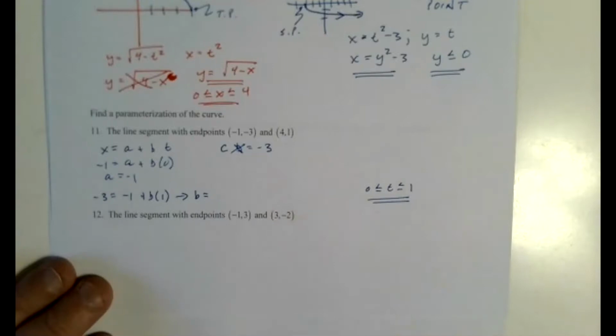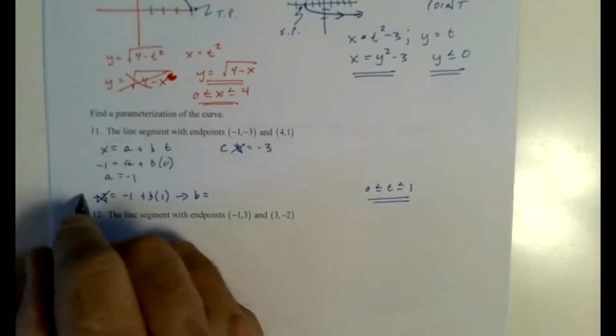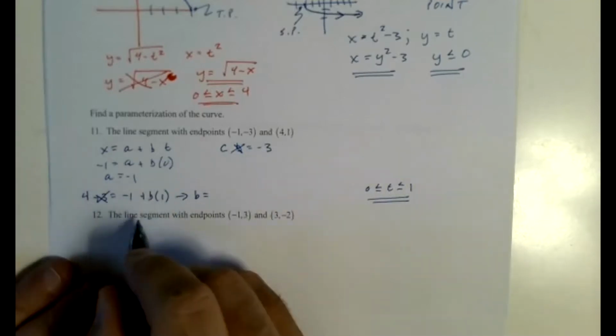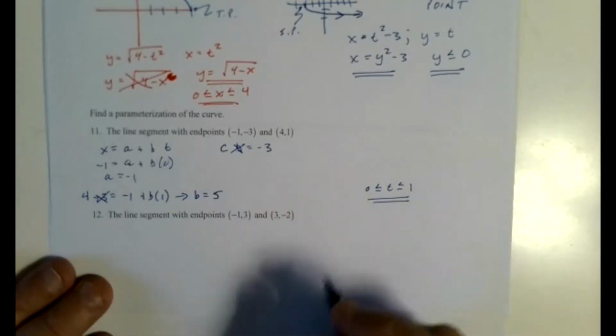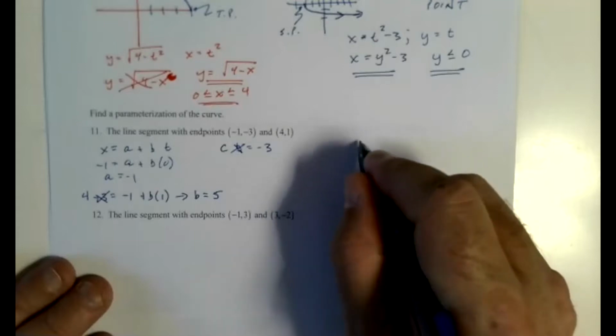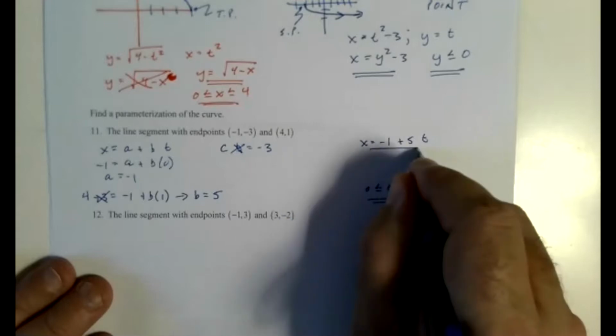Except that's wrong. That's interesting. I hope I didn't do that in the video. I'll have to check my notes. Have to use that one. A equals negative 1, B equals 5. That's upsetting. So x equals negative 1 plus 5t.